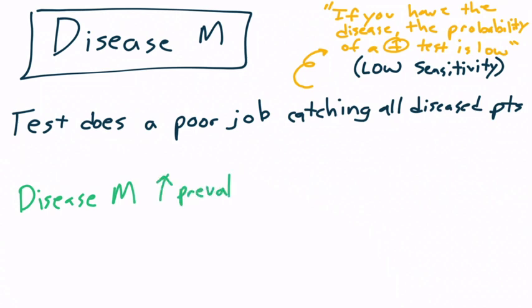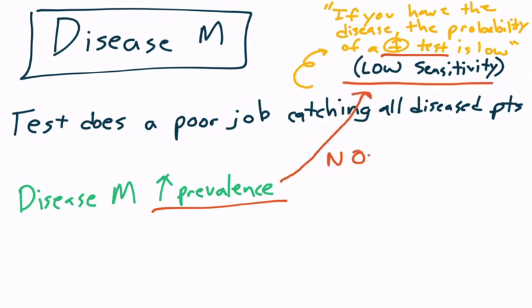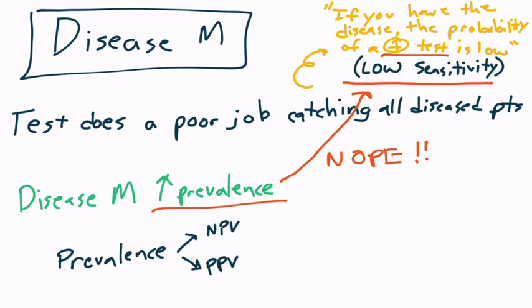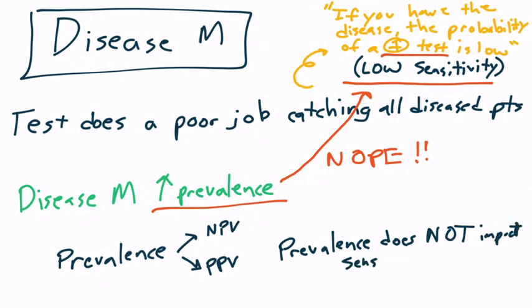The woman states that the disease in her community is now more common. In other words, it's more prevalent. And the question was asking us if the increase in prevalence will end up altering the probability of her getting a positive test if she has the disease. In other words, will higher prevalence alter the sensitivity? The answer is nope. Recall that prevalence impacts negative predictive value and positive predictive value, but prevalence does not impact sensitivity, specificity, or likelihood ratios.